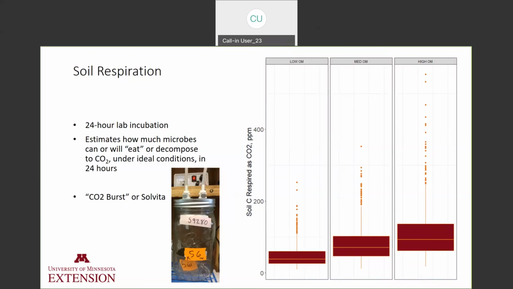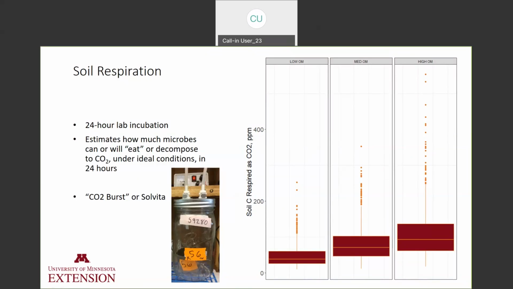The next assay I'm going to talk about is soil respiration, which is sometimes called a CO2 burst test. Solvita works on this same principle, and the way you do it is you just put a cup of soil in a jar. That's this little plastic cup inside a mason jar in the picture. You moisten it to a moderate level, and then you seal the jar. The sealing is really important. You keep it sealed for a designated amount of time, usually 1 day, as in here.